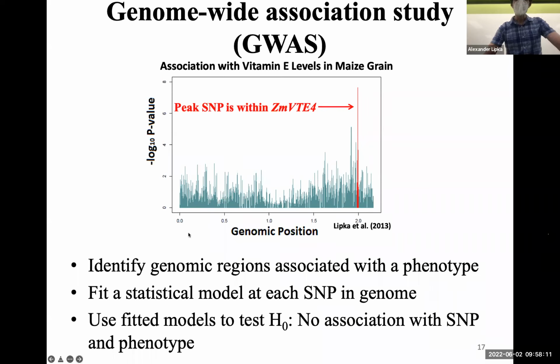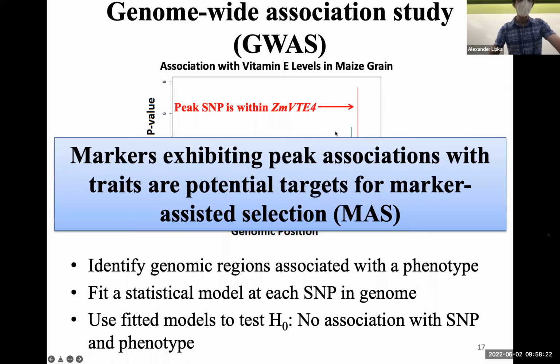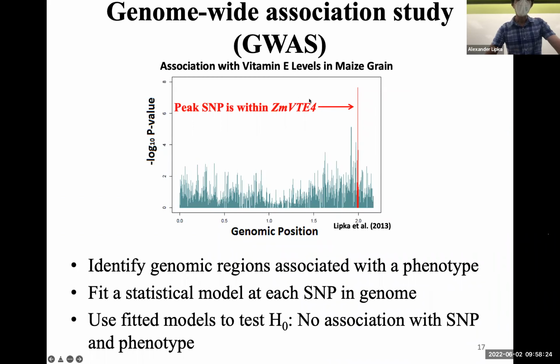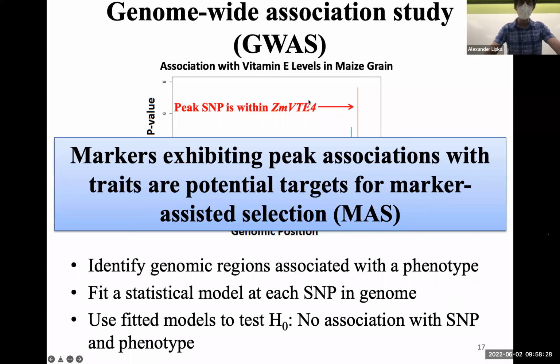In this particular picture, our peak association is highlighted in red, and we lucked out. Our peak associated SNP is within a gene that makes biological sense. If we want to talk about this from a marker-assisted selection perspective, markers that exhibit peak association with your traits are potential targets for marker-assisted selection.